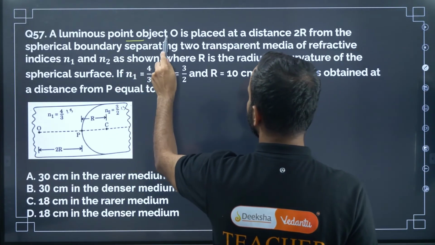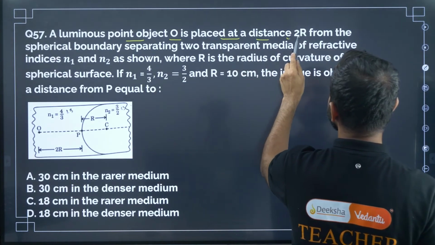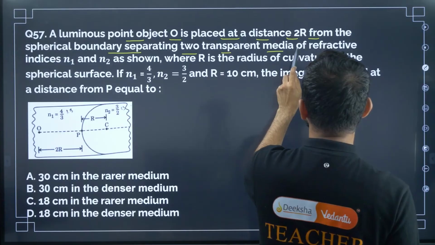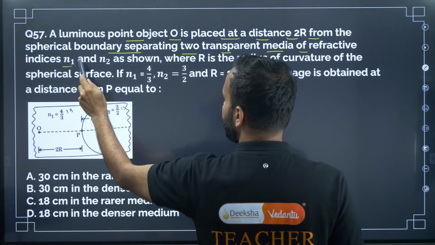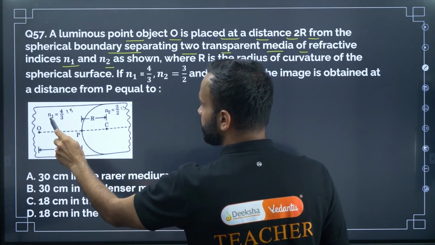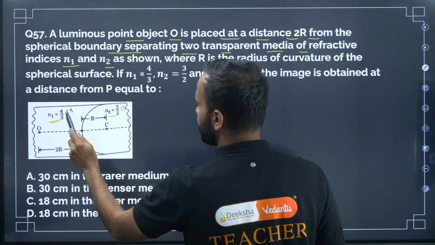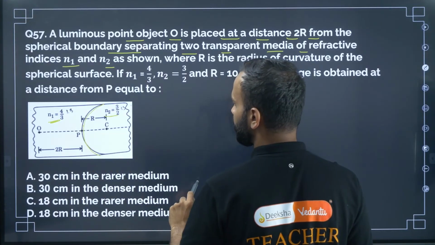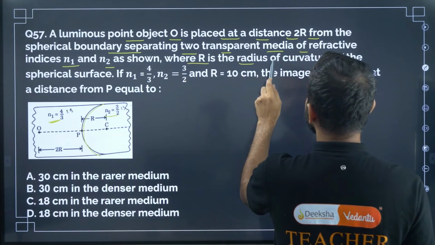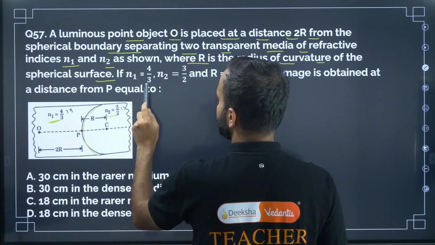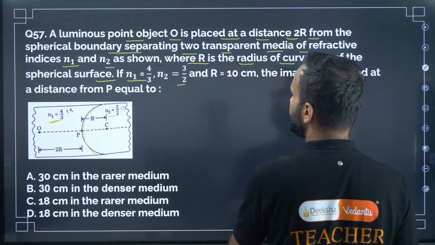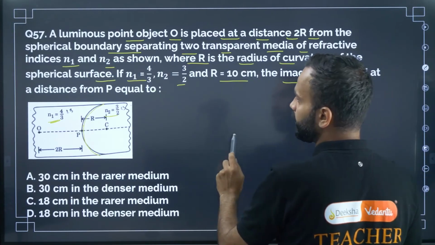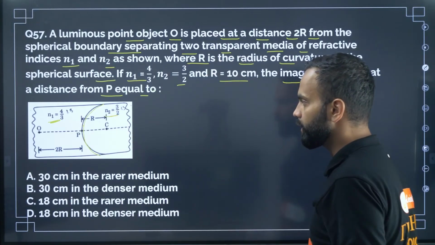A luminous point object O is placed at a distance 2r from the spherical boundary separating two transparent media of refractive indices n1 and n2. So here the refractive indices are given, and this is the curved surface. The radius of the curved surface is r, where r is the radius of curvature of the spherical surface. If n1 equals 4 by 3, n2 equals 3 by 2 and r equals 10 centimeter, the image is obtained at a distance from P equal to.